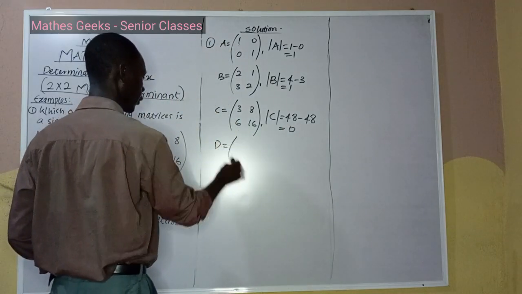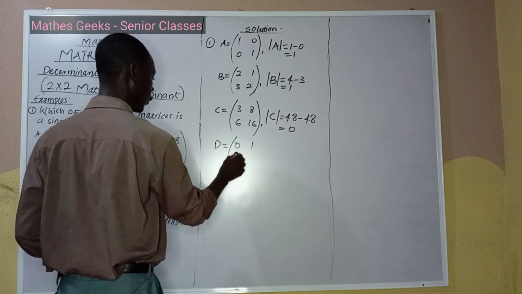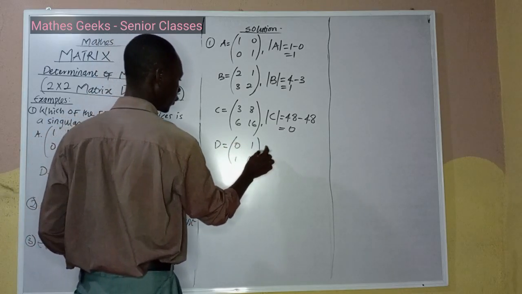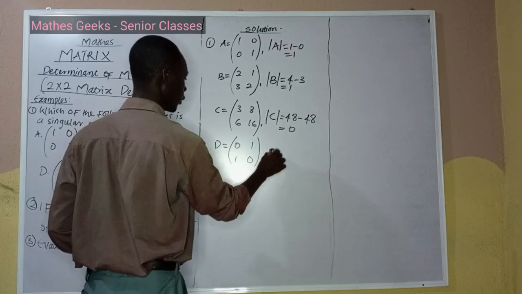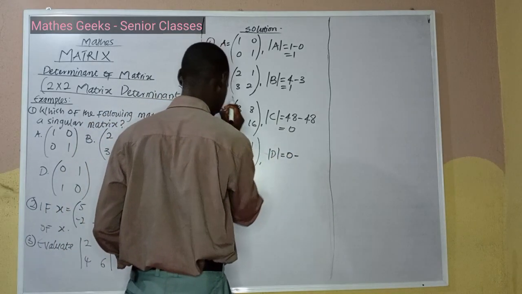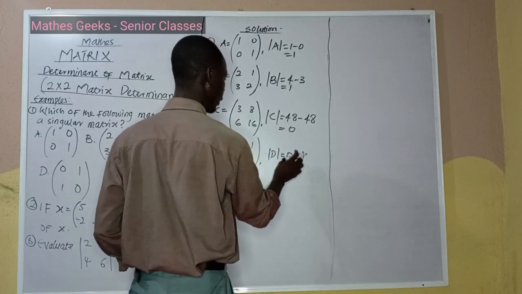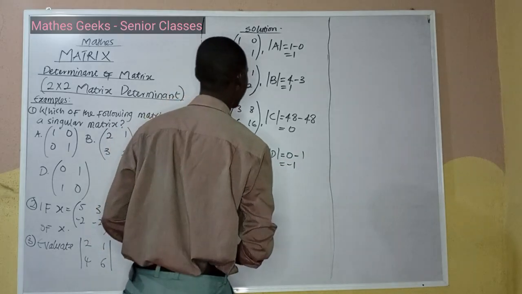Matrix D is 0 1 1 0. So the determinant of matrix D is equal to 0 times 0, 0, minus 1 times 1, which is 1. So 0 minus 1 is minus 1.